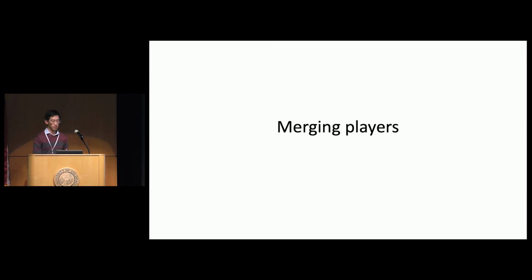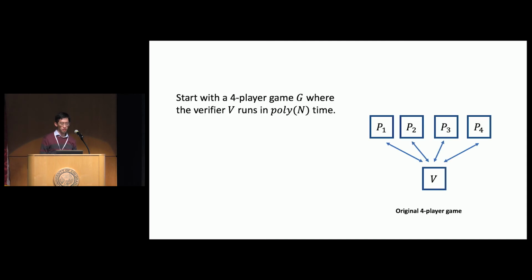All right, so there's a lot of pieces to this compression theorem, but the main thing that I wanted to highlight is our player merging technique. Okay. So, in this compression scheme, let's say we start with a 4-player game G, and the verifier V runs in poly of n time. Okay, so this is our original game. Think of it as being exponentially large.